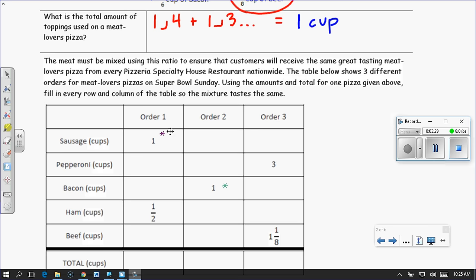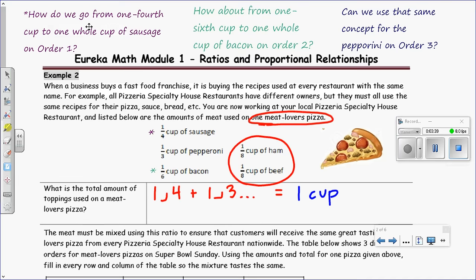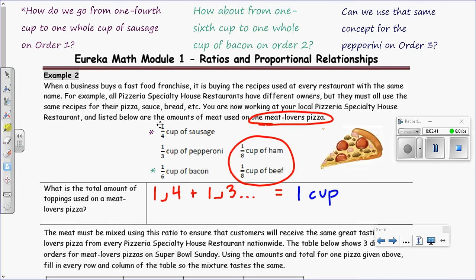So what we're going to figure out is that there's 3 different orders here for Meat Lovers on Super Bowl Sunday. So in order number 1, it tells us that we're going to have 1 cup of sausage. But if you notice up here, each pizza only uses a 1/4 cup of sausage. So we want to think real quick, how are we going to go from 1/4 cup to 1 whole cup? Are you thinking how many 1/4 cups you would need for a whole cup?